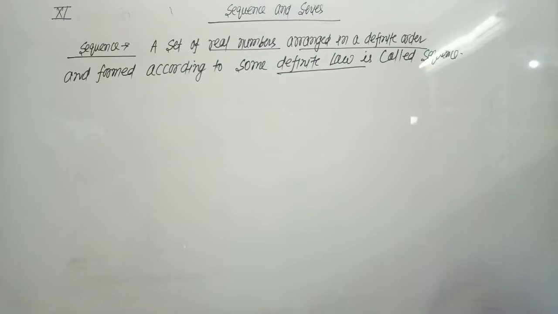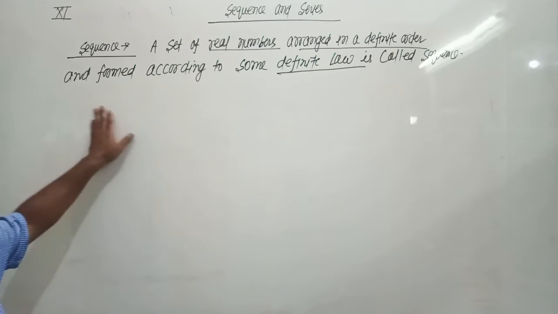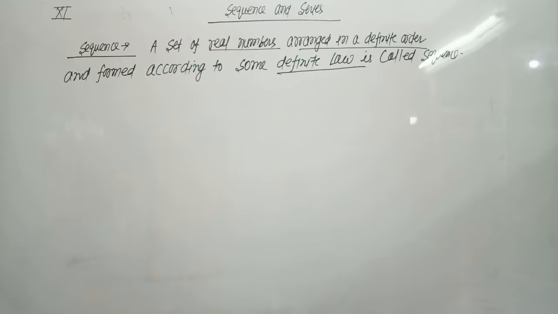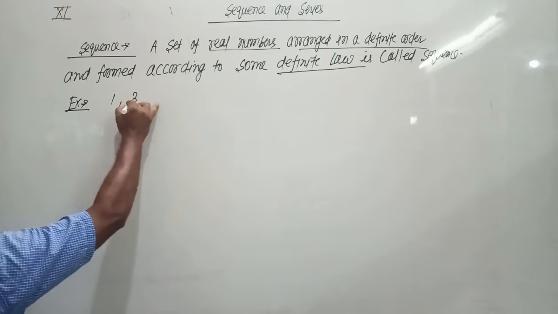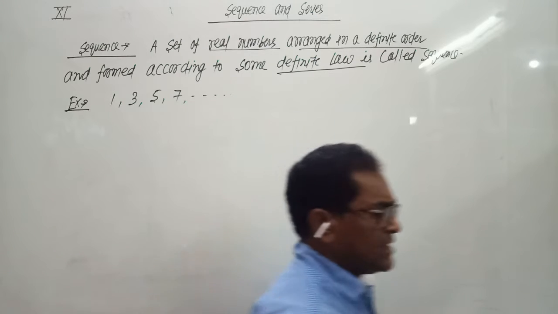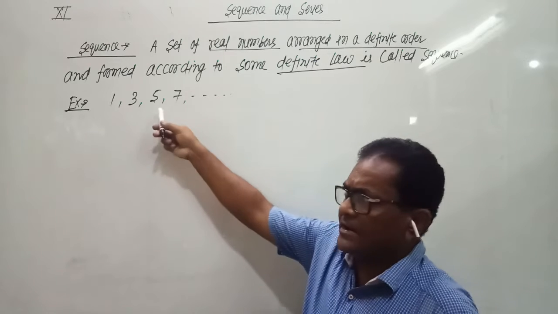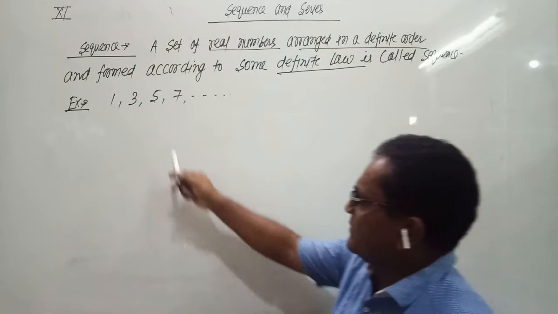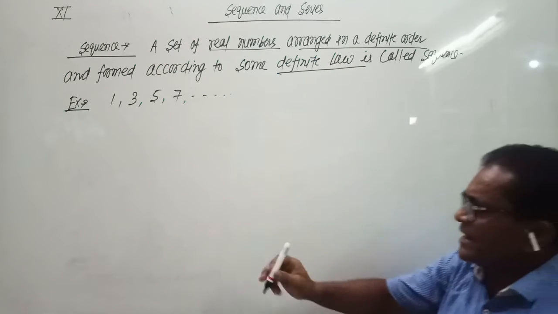Three things are important. All the terms must be real numbers, arranged in a definite order and formed according to some definite law. For example, 1, 3, 5, 7, and so on. This is a sequence because all the terms are real numbers and they are arranged in a definite order. The difference between two consecutive terms is 2 and they are given by a definite law.